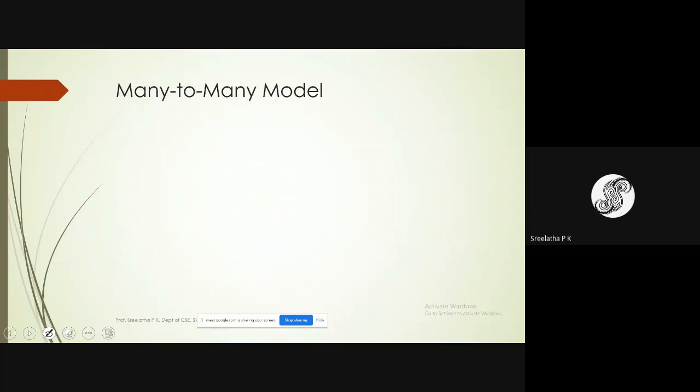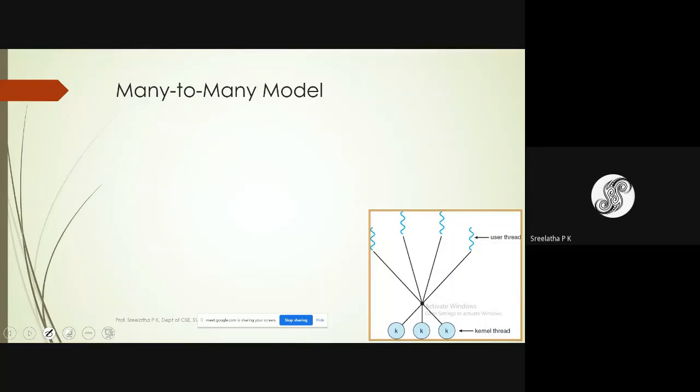Next model is the many to many model. As you can expect, many user threads are connected with many kernel threads. The kernel threads are created only if required. Not like one user thread is created and immediately a kernel thread is created. Only when it is needed, the kernel thread is created, and it will always be less than the number of user threads. So it is many user threads mapped to many kernel threads.